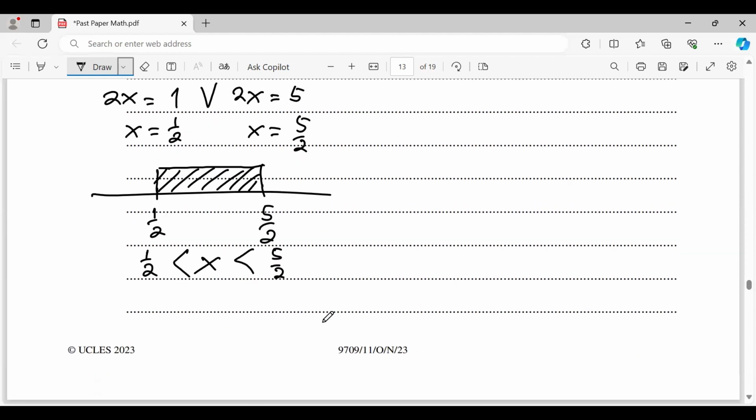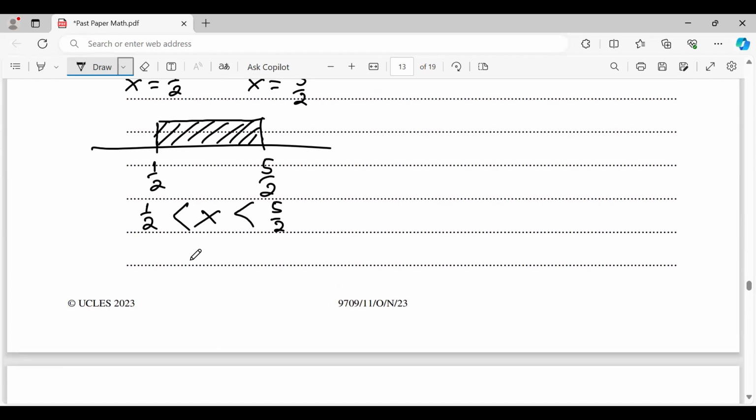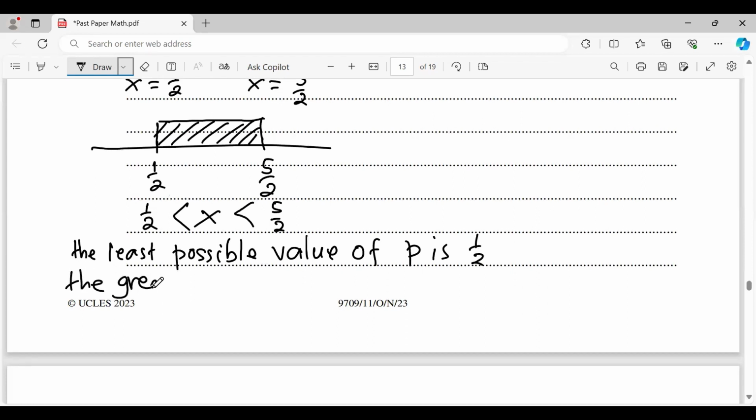So we can state that the least possible value of P is 1/2, while the greatest possible value of Q is 5/2, this one.